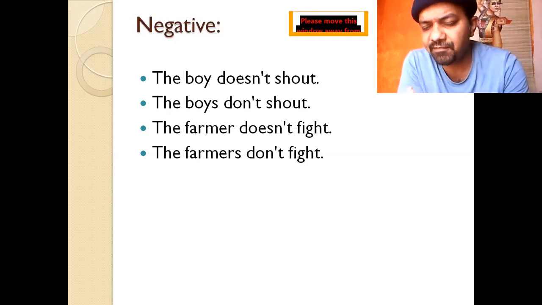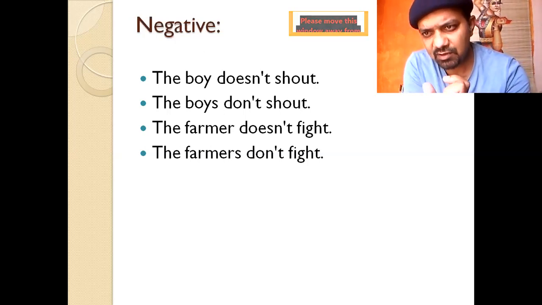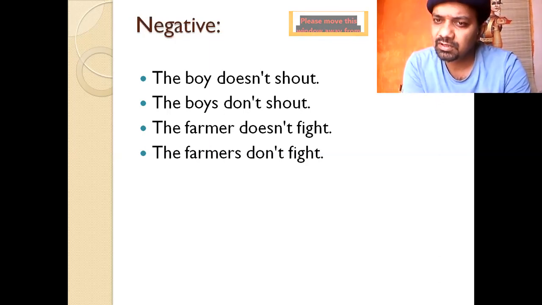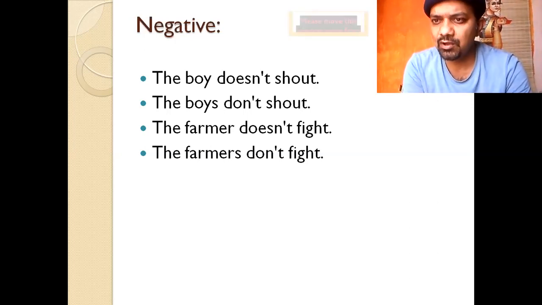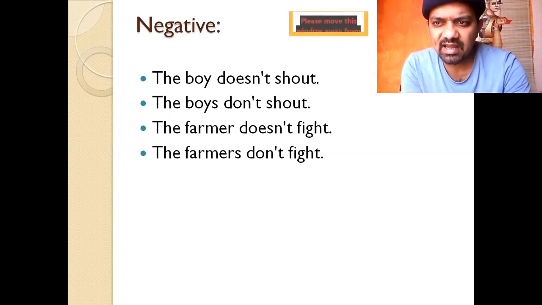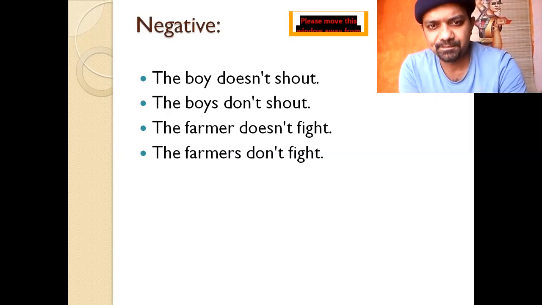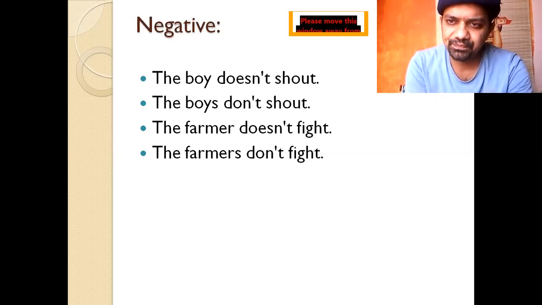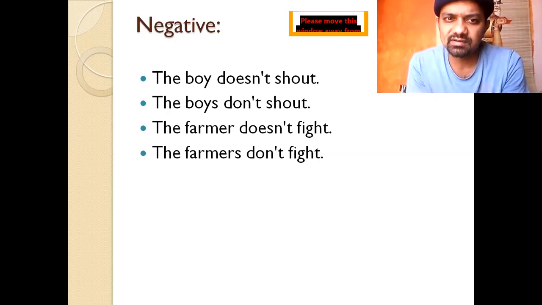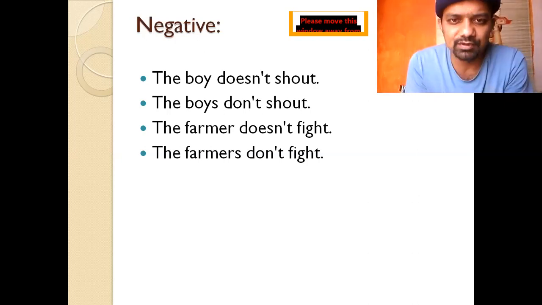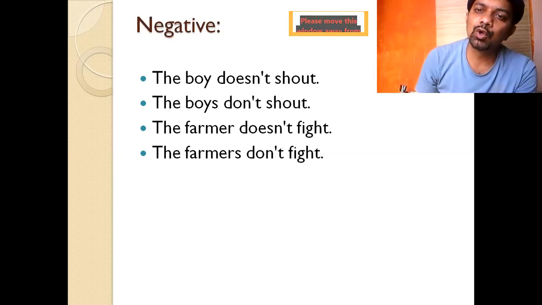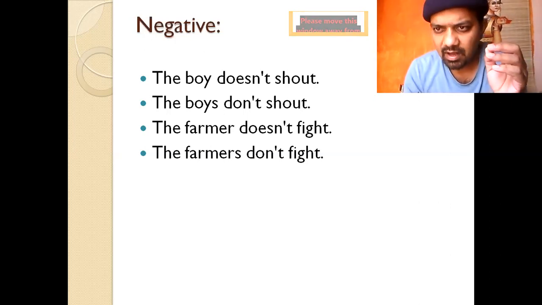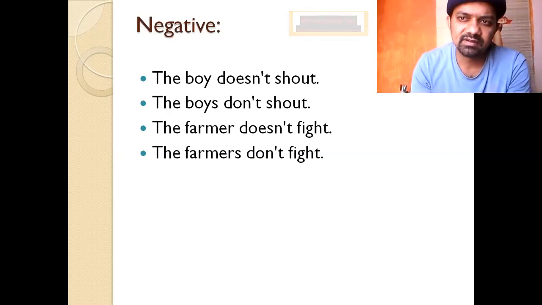The farmer doesn't fight. The farmer, that refers to he or she. The farmers, that refers to they. They don't. That's the reason why we say they don't. The substitute for they here is the farmers. Farmers don't fight. So the boy does not shout. The boys do not shout. The farmer doesn't fight. The farmers don't fight. I hope you have got this much difference clear.